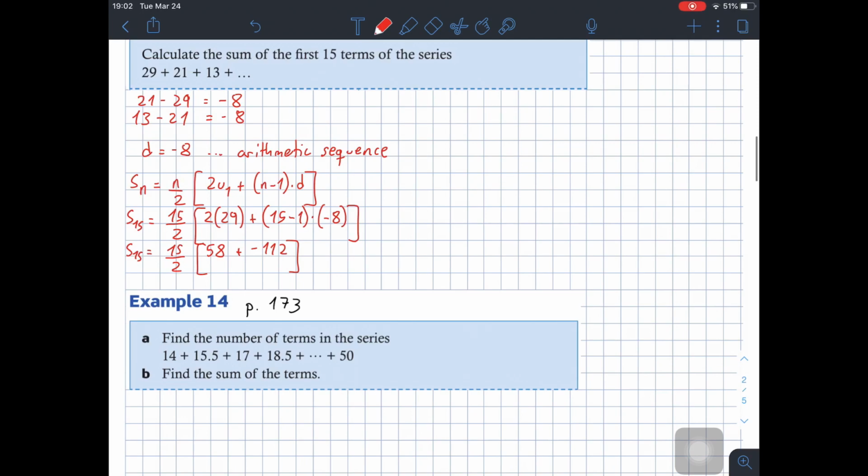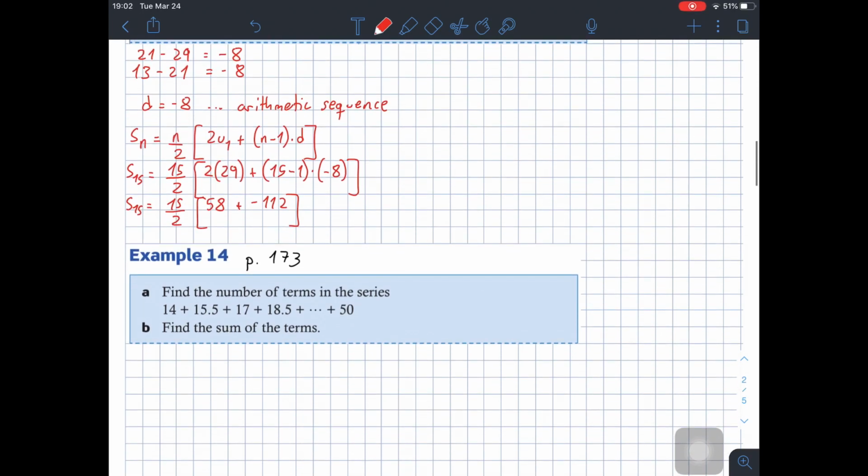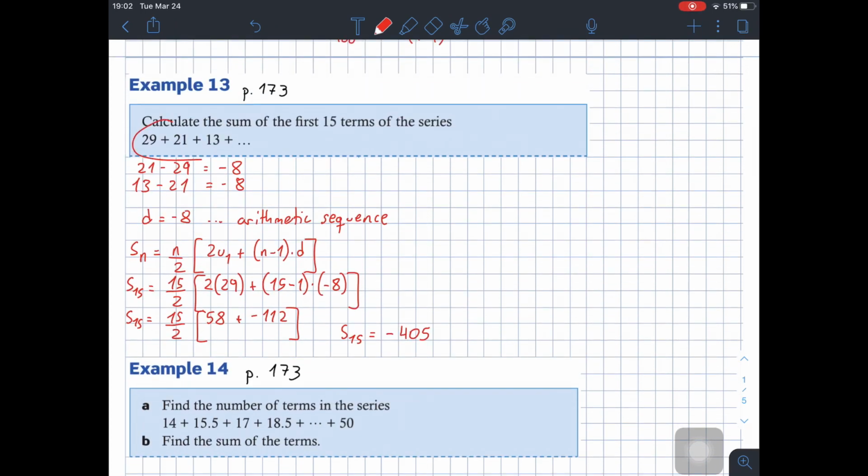So finally, the sum, I'm going to do it here. The sum of the first 15 terms of the sequence would be 58 minus 112 times 15 over 2. This gives us negative 405. So the sum of the first 15 terms of this sequence gives us a negative number, negative 405.